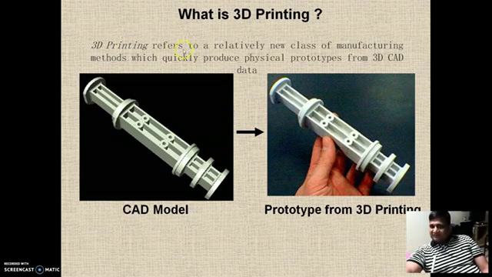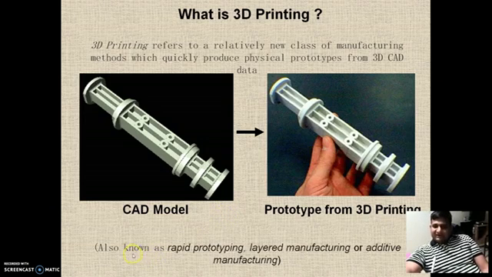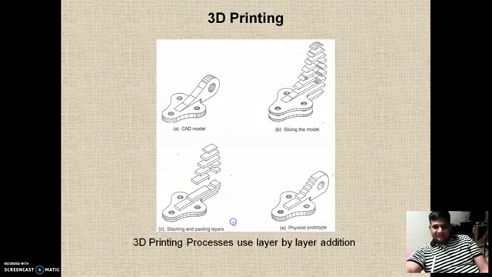So here is the definition. 3D printing refers to a relatively new class of manufacturing which quickly produces physical prototypes from 3D CAD data. I have a CAD model, a three-dimensional model, and this is my final part, which I use to reproduce things or as a prototype. It is a 3D printed part, a layer by layer manufacturing process. It is also known as rapid prototyping, layer by layer manufacturing and additive manufacturing.